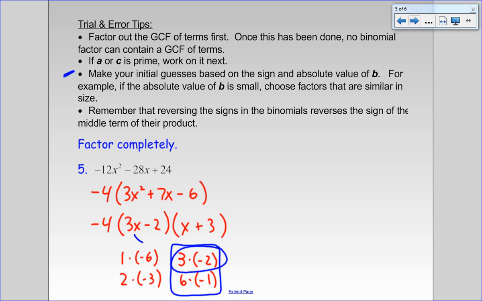Well, multiplying our outside two terms, 3x times 3 is 9x. Multiplying our inner two terms, we have negative 2x. 9 and negative 2 add up to 7. That's what we were looking for. So we have found the correct factorization of this trinomial.